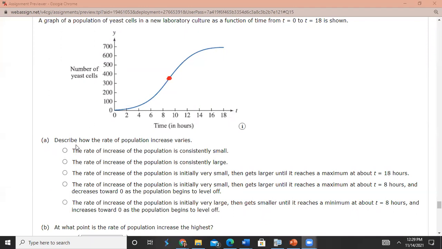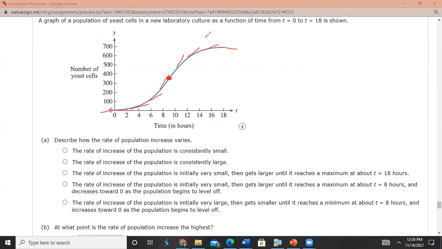It says describe how the rate of the population increase varies. The number of yeast cells is always going up, right? They're asking how the slope is changing, how the rate of change is changing. If we had the slopes of the tangent lines, we could see what's happening. These are very rough tangent lines, but you can see it starts out fairly flat, it starts increasing, and then it levels off when it reaches the maximum capacity of the culture.